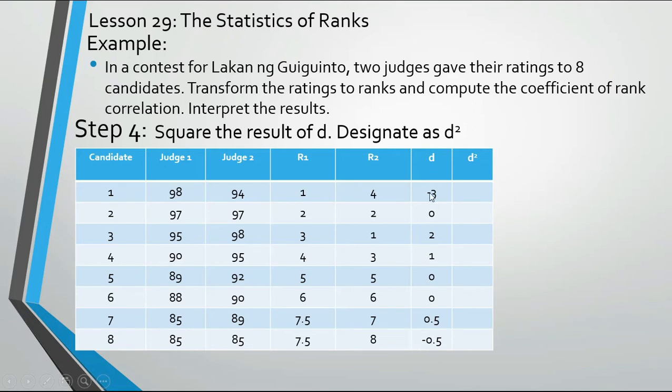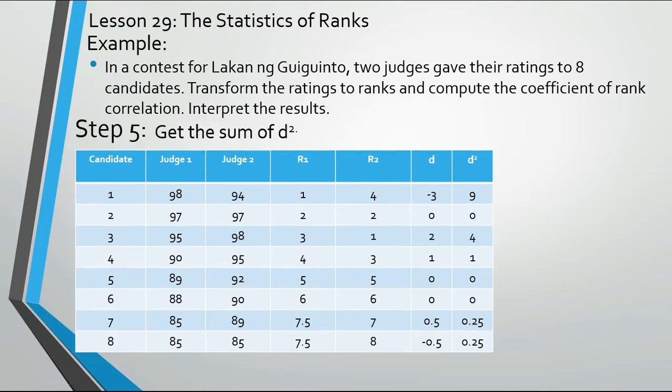Okay? Good. So, 3 times 3, negative 3 times negative 3 is 9. So, 0, automatic, 0 na yan. 2 times 2, 4. 1 times 1, 1. 0 times 0, 0. So, 0 again, matic. 0.5 squared is 0.25. So, same lang ito, 0.25. So, nakuha na natin yung column na D squared. Ano na susunod, sir? Ang next step, get the sum of D squared.